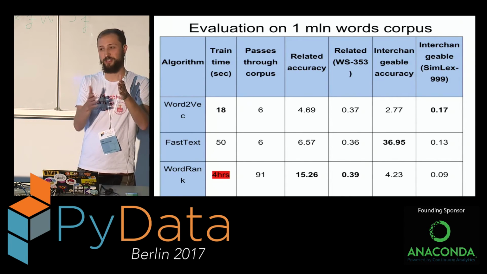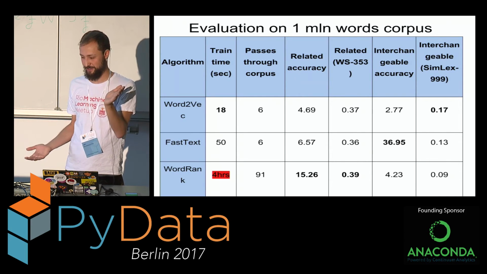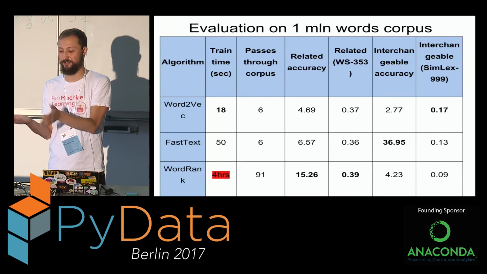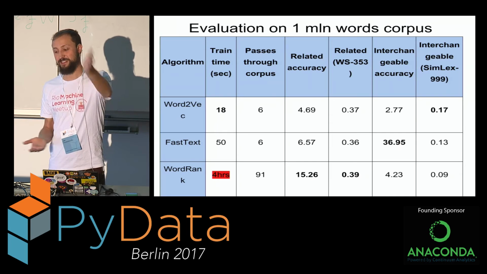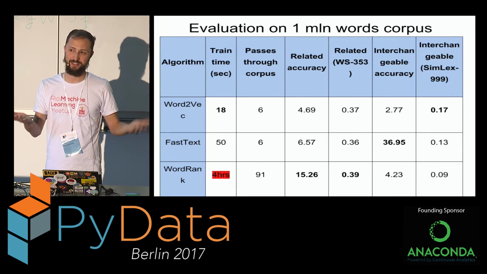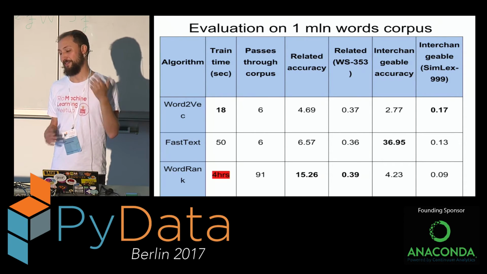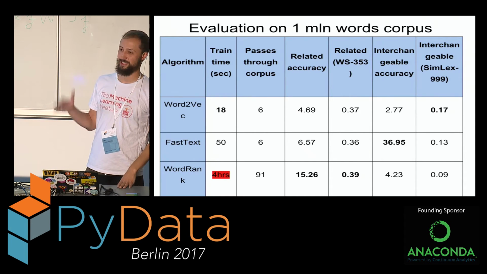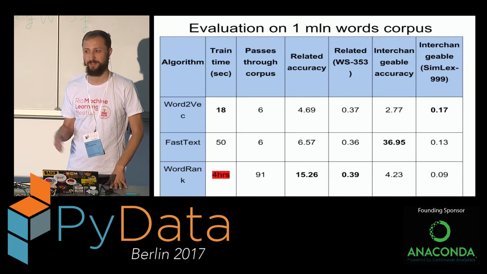The only problem with wordrank is it takes forever to run, because it's a much harder problem. You're not just predicting one point, you're predicting the whole ranking. Word2vec takes 18 seconds to run a million words. Fasttext is 50 seconds. You were all bored waiting for fasttext 10 minutes ago. In wordrank, I'm not going to train wordrank today. It takes a really long time to train. That's the only problem with it.